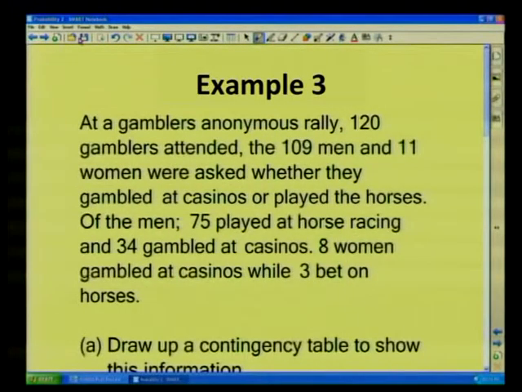At a Gamblers Anonymous rally, 120 gamblers attended. 109 men and 11 women were asked whether they gambled at casinos or played the horses. Of the men, 75 played at horse racing and 34 gambled at casinos. 8 women gambled at casinos while 3 bet on horses.